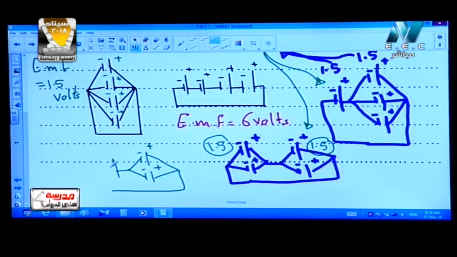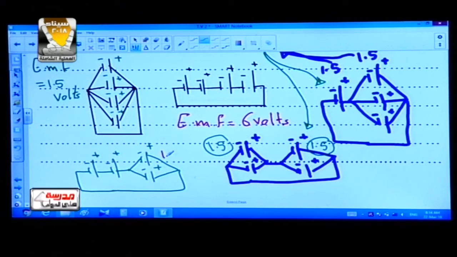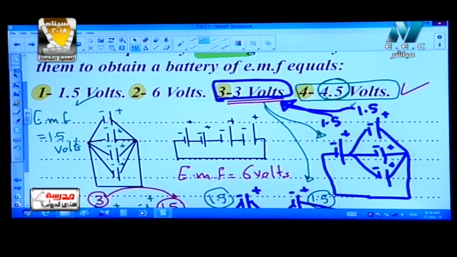And we have two other electric cells. Each one of them has 1.5 volts, but they are connected in series. In this case we have how many? Here we have 1.5 from the parallel cells, and here we have 3 volts. So the total, 1.5 plus 3, equals how many? Equals 4.5 volts.